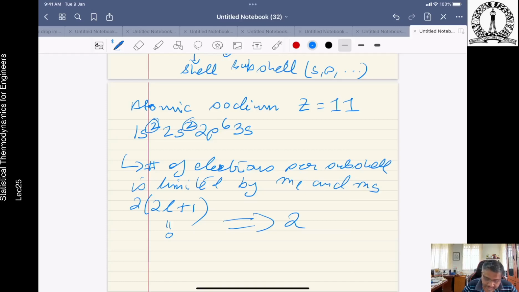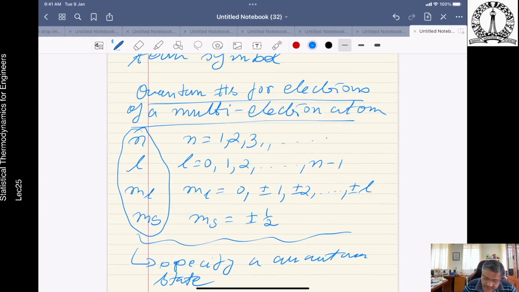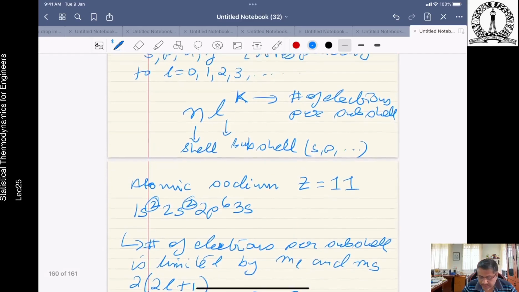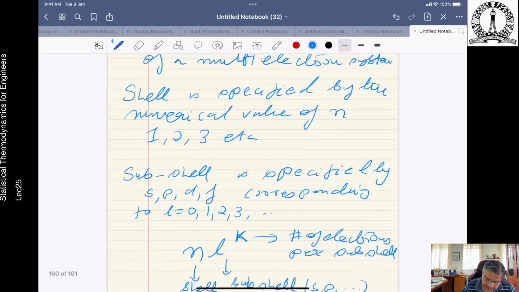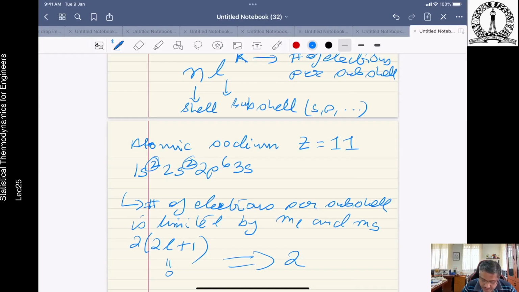All right. And you cannot have more, because L varies up to n minus 1. So when n is equal to 1, L can only be 0. Correct? So that's why we have 1s2, because there is no p. When n is equal to 2, L can be 0 and 1 respectively. That means s and p. So when L equal to 0, this is 2. When L is equal to 1, this is actually 3 into 2, 6. Similarly, you can have 3s, but then we exhaust. So it is like 2, 2, 6, 10, and 11. So this is 1 actually. That is what it is reciting.